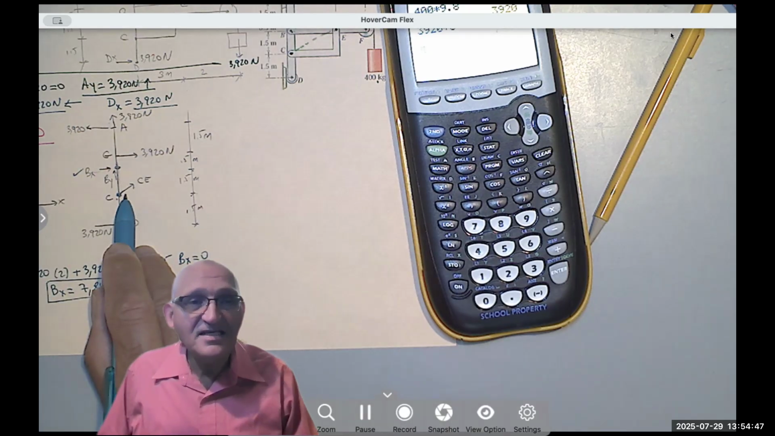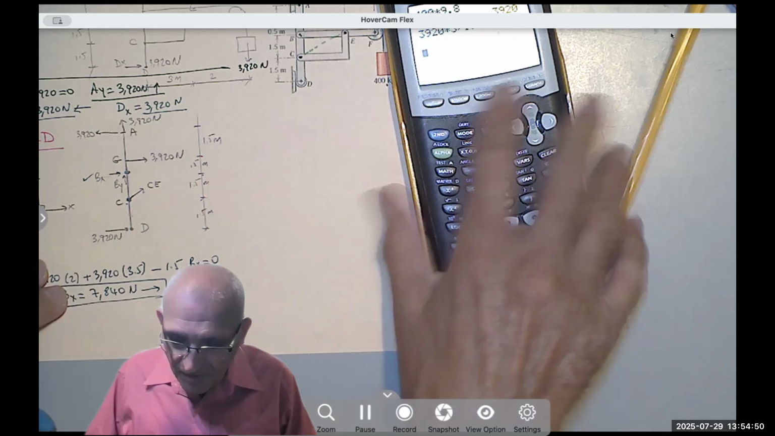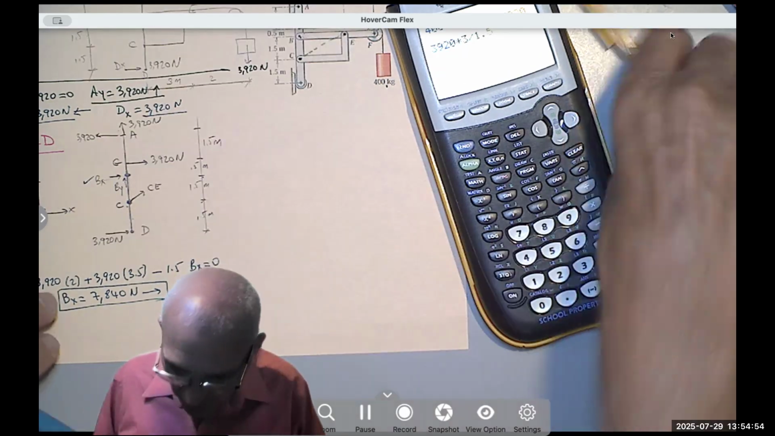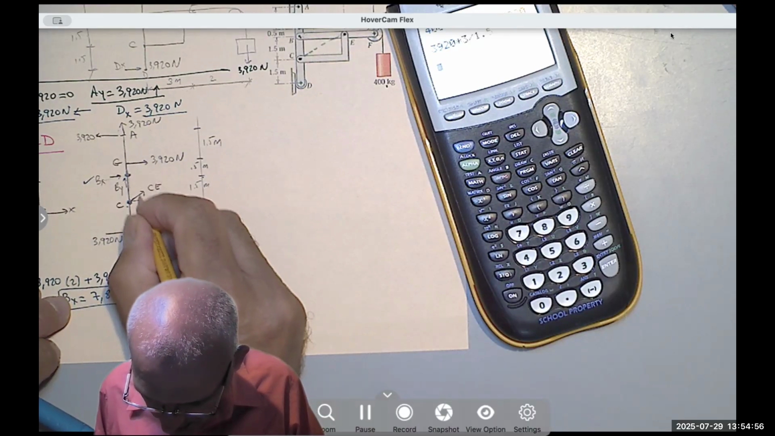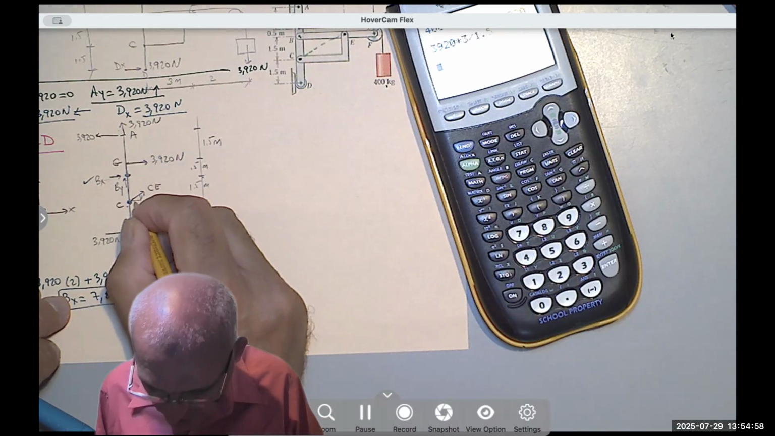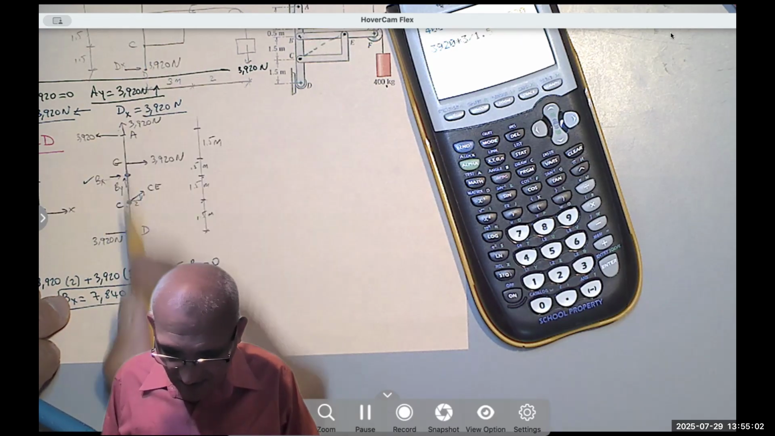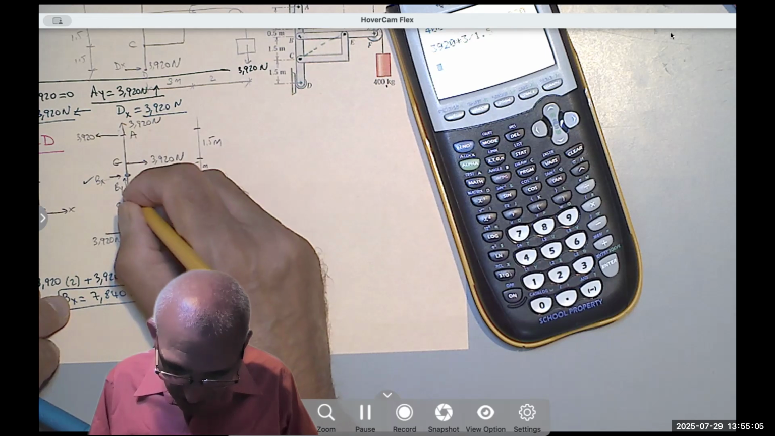Notice that CE here has a slope of 3 and 1.5, meaning 1 to 2, meaning vertical is 1, the slope is 1/2. Horizontal is 2, right? 1.5, 3 is the same as 1, 2, so this would be √5.